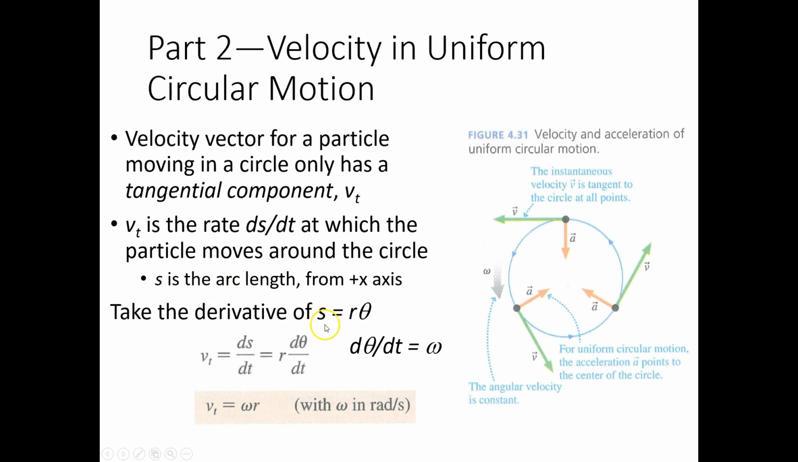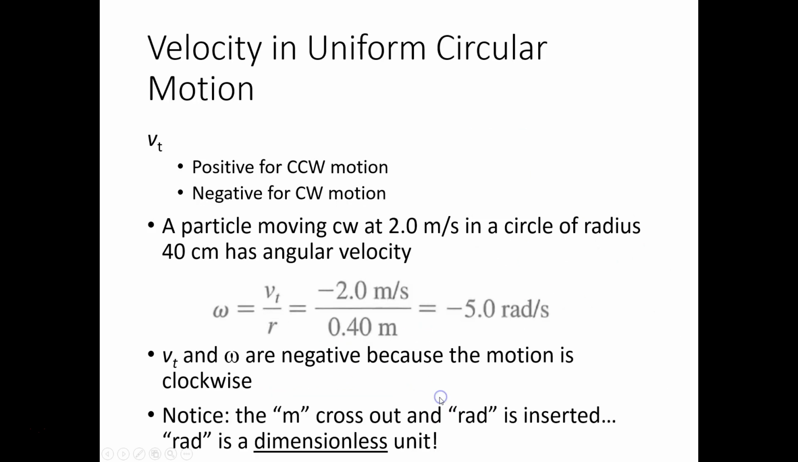If I take the derivative of s, which is arc length, is equal to the radius times the angle, we end up with this equation. So we can say that the tangential velocity is equal to the angular velocity times the radius. So anytime I want a linear thing, I just take the angular thing and multiply it times radius. That's really the big key here. Tangential velocity is positive for counterclockwise motion and negative for clockwise motion. So same thing that we've been doing.